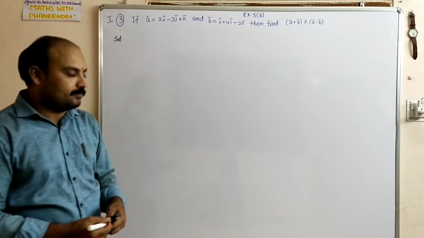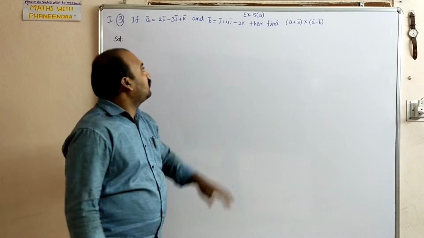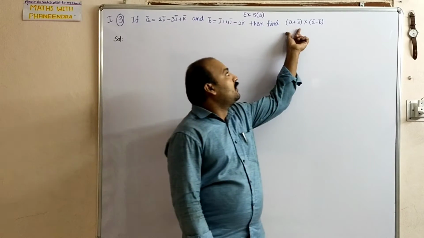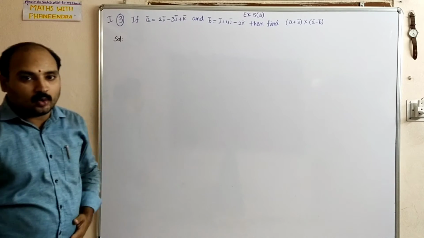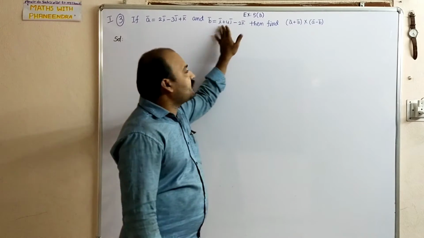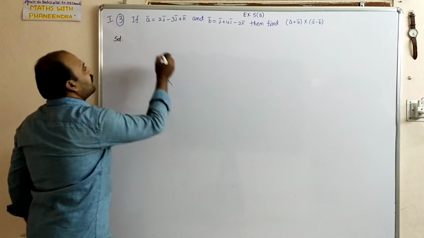The next question. If A bar equal to 2i minus 3j plus k bar and B bar equal to I plus 4j minus 2k, then find A bar plus B bar cross A bar minus B bar. So first what we have to do? You have to calculate the sum of these two vectors and the difference of these two vectors. First step is given vectors.